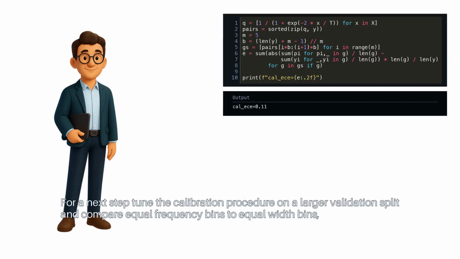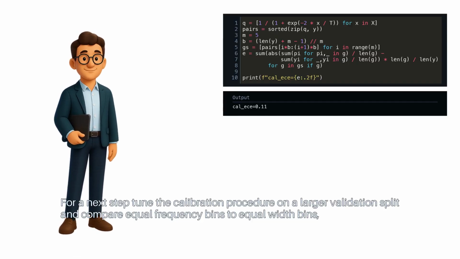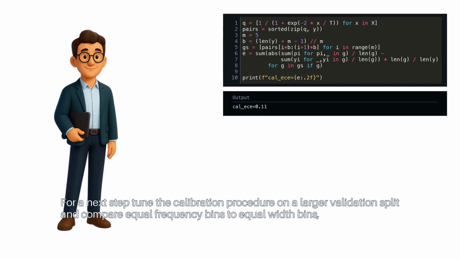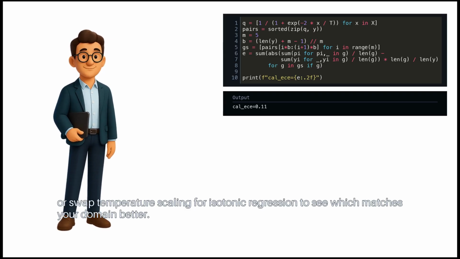For a next step, tune the calibration procedure on a larger validation split and compare equal frequency bins to equal width bins. Or swap temperature scaling for isotonic regression to see which matches your domain better.